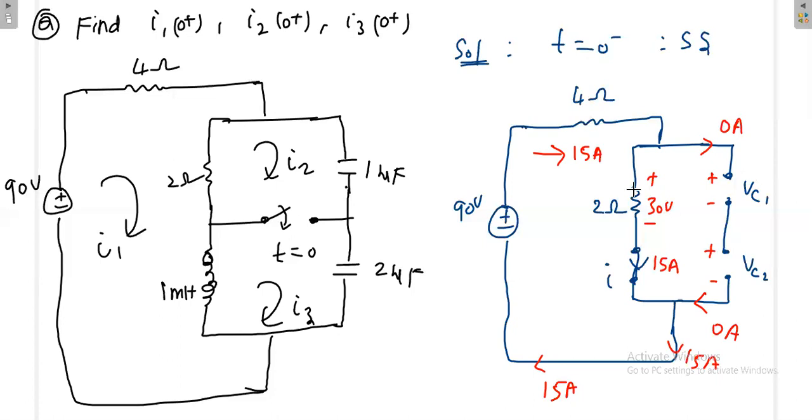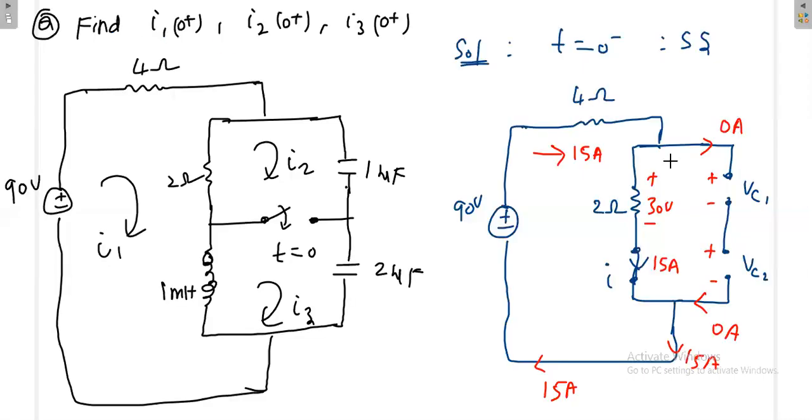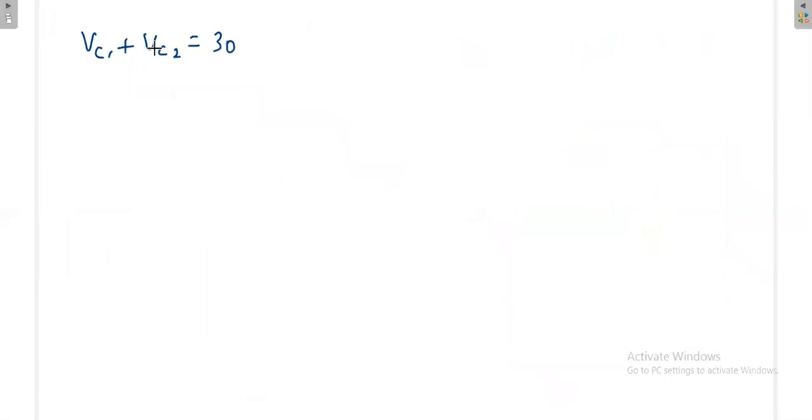Okay, if you apply the KVL here, then VC1 plus VC2 will be 30 volt. Again, if you see simply, this 2 ohm is in parallel with this one. That means the addition of the voltages VC1 and VC2 has to be exactly equal to this voltage, that is 30 volt. But now we should know what exactly VC1 and VC2 are.